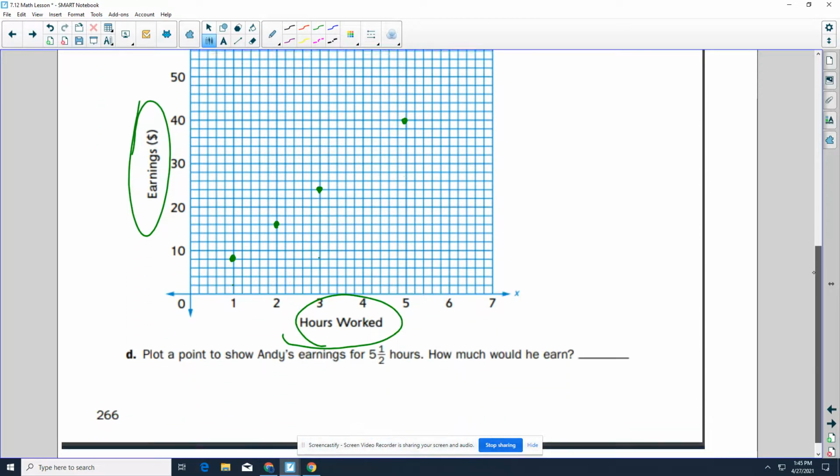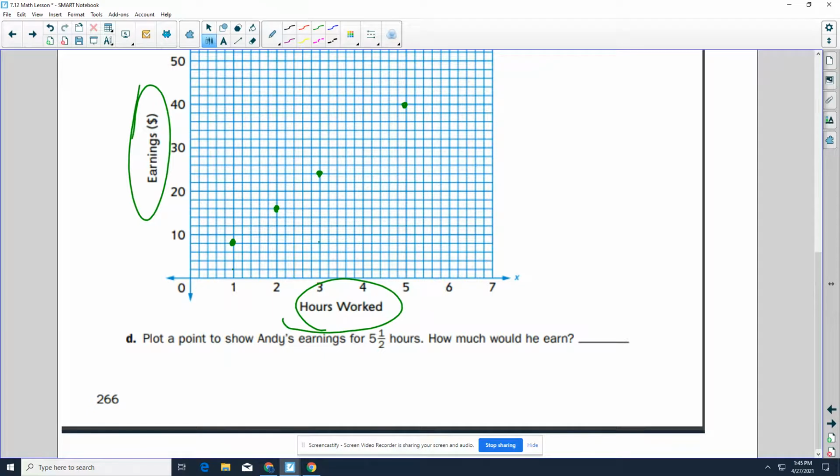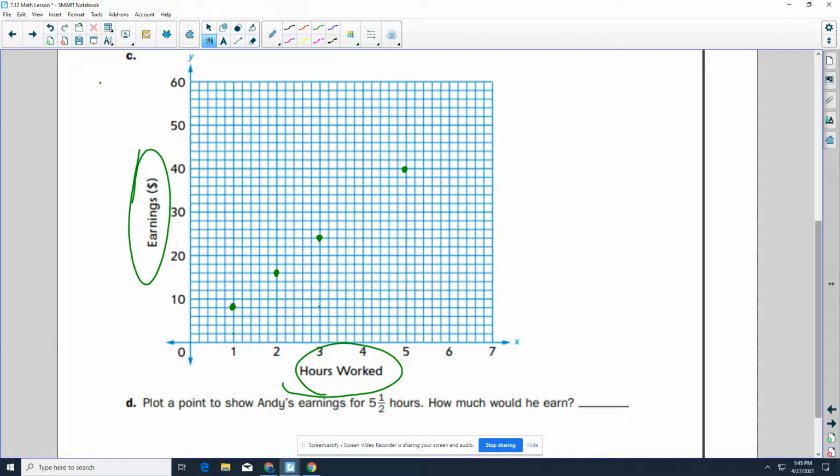And then the next one was 7 hours and making $56. So I go over to the 50 line, and I'm just going to count up 52, 54, 56 right here. And again, you want to use a straight edge. I will do the best I can on here to make a line for you. And we actually here would want to use an arrow because it could keep going.